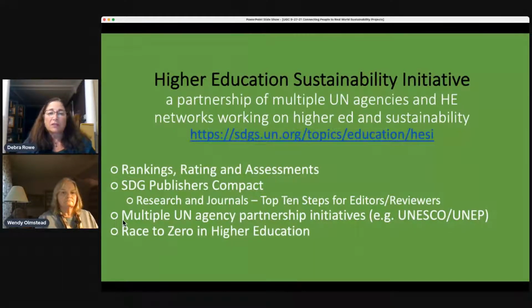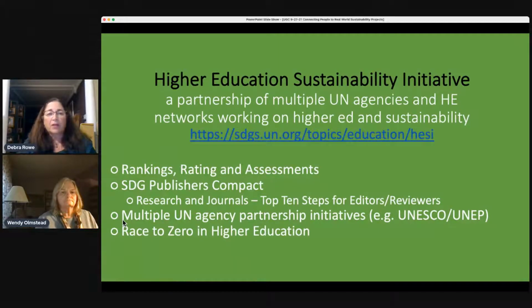So we just recently created and presented the top 10 steps that editors and reviewers can take to make sure that the articles that we publish in our research, in our journals, are related to the SDGs, and that the impact factors that we use to rate journals take that into account. So this is a very exciting movement going forward. We hope you'll learn more about it so that you can be on board in your institution with helping research be more aligned with accomplishing the SDGs.